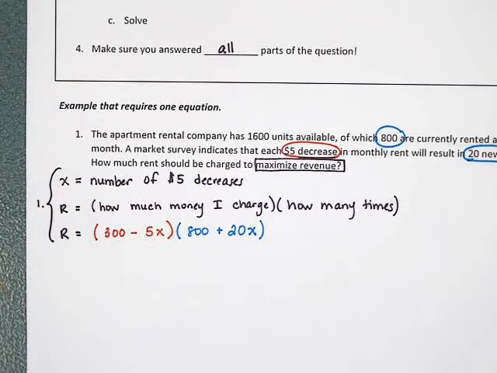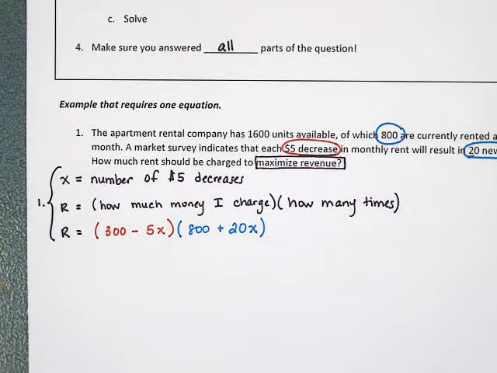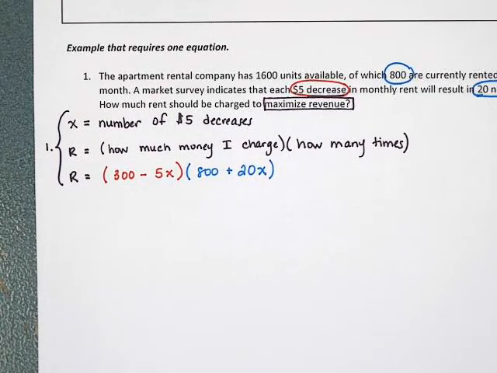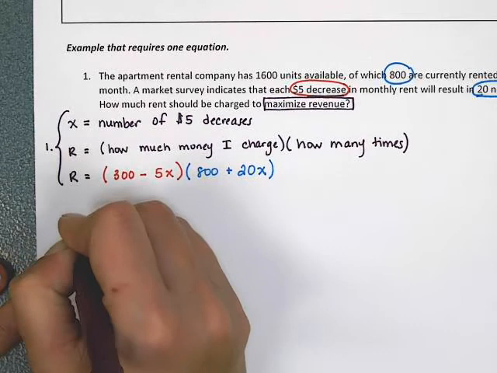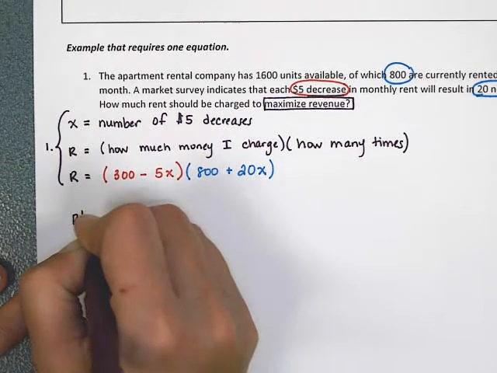After I develop an equation, if I've got 2 of them, I might need to substitute. In this case, I only have 1. And then the third step, I'm going to find the maximum or the minimum. So the first thing I'm going to do is find R prime.